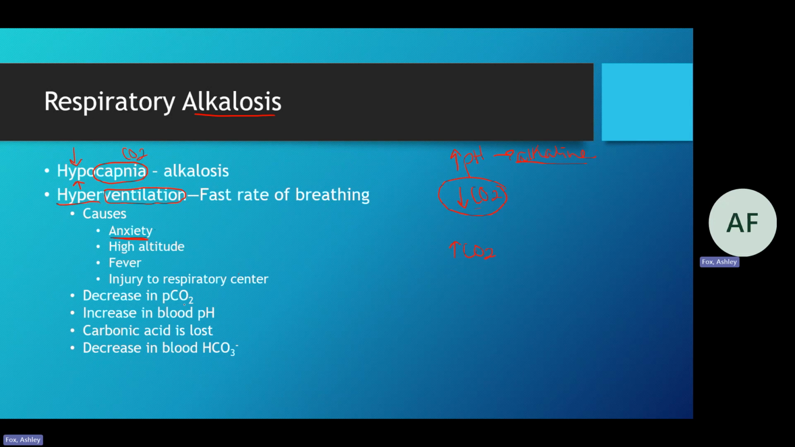So again, you have a decrease in carbon dioxide with respiratory alkalosis, which means increased blood pH because you've lost carbonic acid, and you are again decreasing your bicarbonate because it is a buffer that you use. The major part that we need to know is alkalosis is low carbon dioxide, high pH because of hyperventilation.